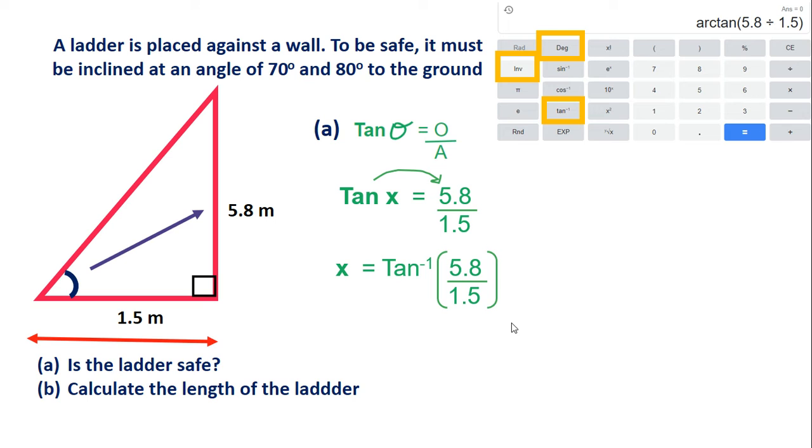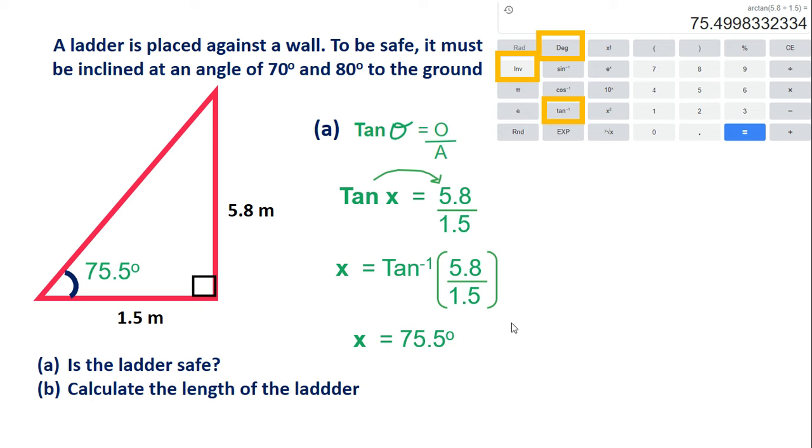Arc tan 5.8 divided by 1.5, and that is equal to 75.4998, and so on. So I can just round that off and write it as x equals 75.5 degrees, which means that the ladder is making an angle of 75.5 degrees with the ground. So coming back to the question, is the ladder safe? Yes, it is safe because it is making an angle that is between 70 to 80 degrees. That's 75.5 degrees.